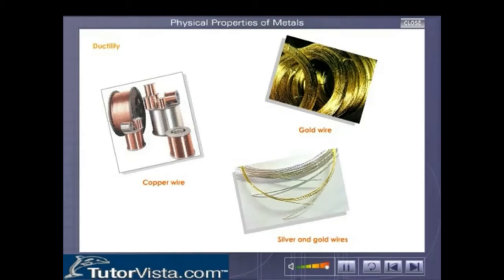Ductility. Most metals are ductile. A substance is said to be ductile if it can be drawn into wires by stretching. Gold is a highly ductile metal. One gram of gold can be drawn into a thin wire 3,240 meters long.